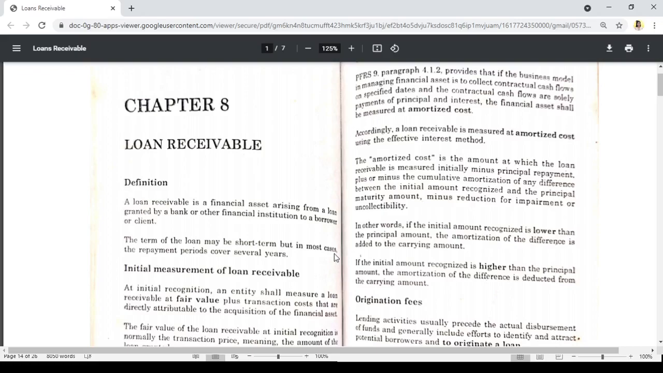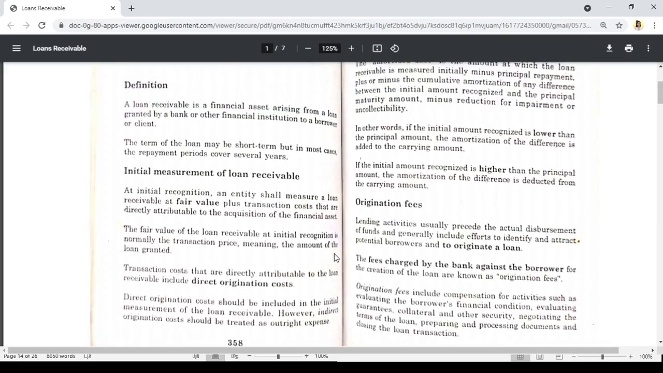Although it is a little bit the same as to the computation of interest, in which you multiply the interest rate to a certain amount, there is still a difference in how we are going to recognize the interest income. Now, let's talk first about the initial measurement of loan receivable. How is a loan receivable initially measured?